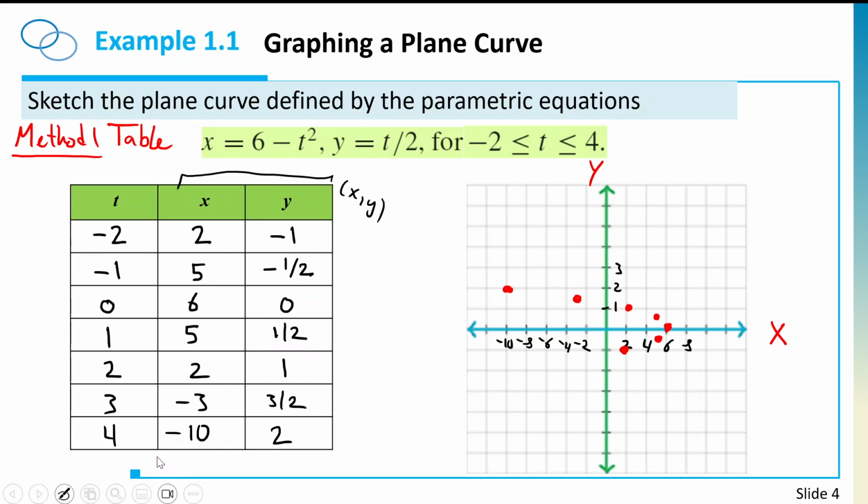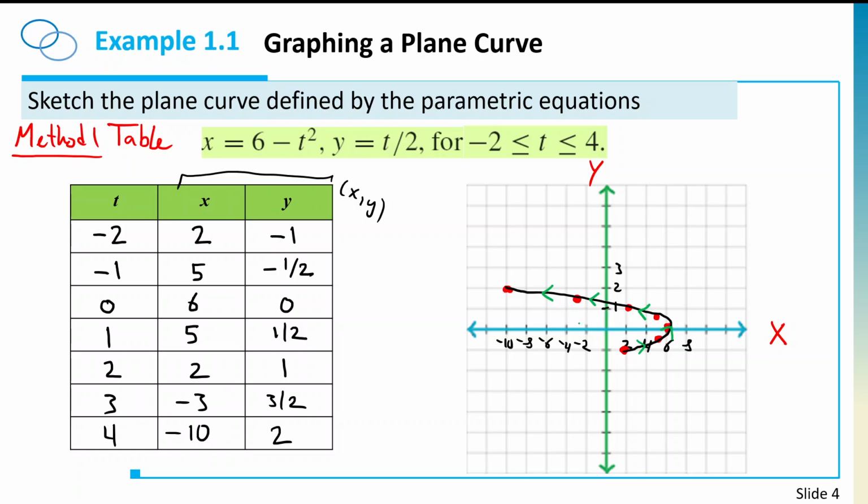If I join them with our curve, it will be something like this. This is our starting point and this is our end point. If I follow the direction where we're moving here, clearly we're moving in this direction, right? Moving from this side to this side. This is the direction we're using.